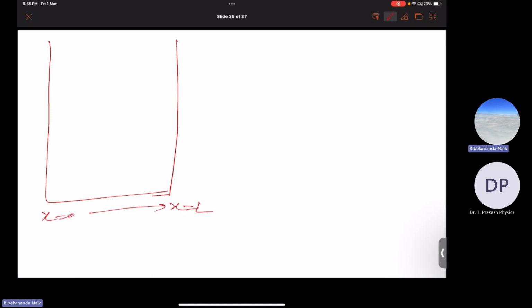Okay, so you see, if we discuss the particle in a one-dimensional box, suppose this is a one-dimensional potential box. One dimension means x only varies from 0 to L, and here the potential is infinity at both ends. So the particle can't go outside this box. The particle will always stay inside the box. So you see, the wave function is given by 2 by root L sine n pi x by L.